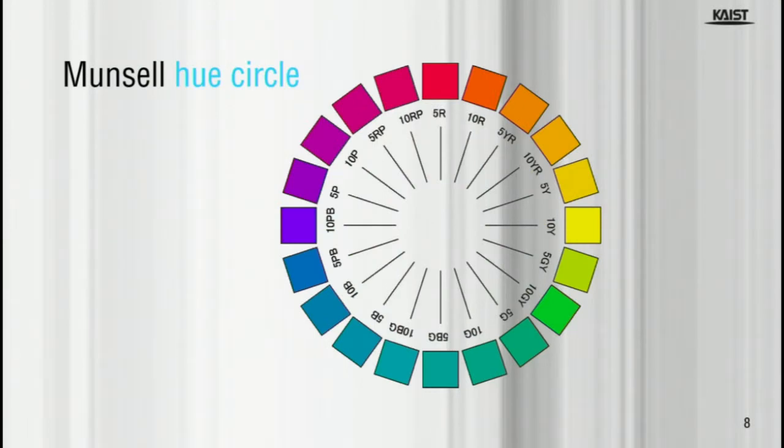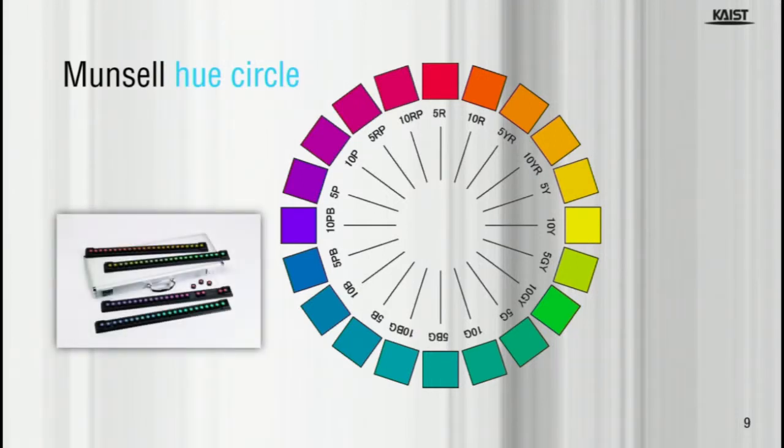Then the 10 hues were cut into more steps to distinguish fine differences. For example, there are 10 steps between 5R and 5YR. From 5R, 6R, 7R, and then it reaches 10R. After 10R, 1YR starts. Remember that the basic red is 5R. Therefore, in total, there are 100 hues.